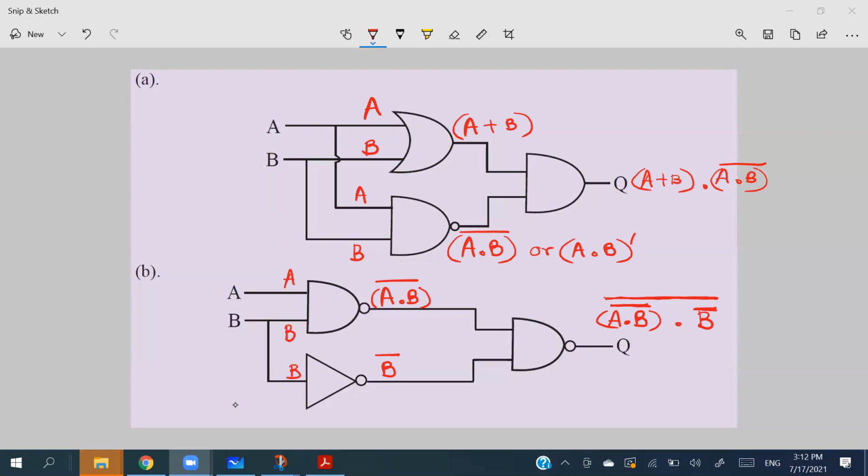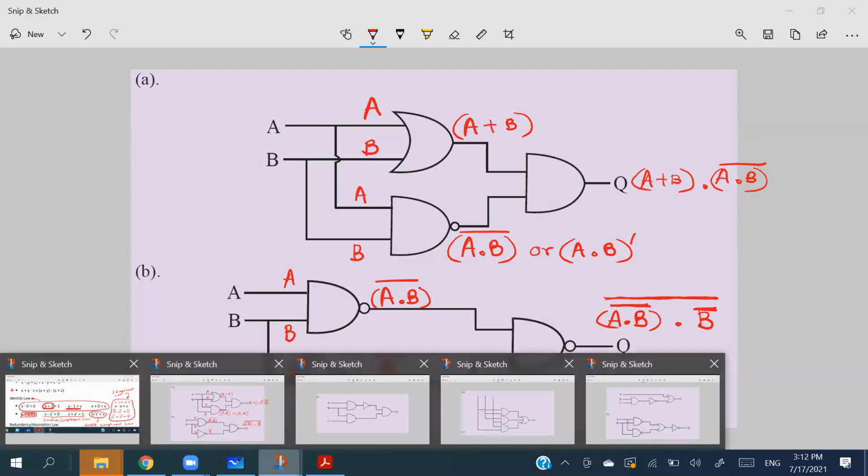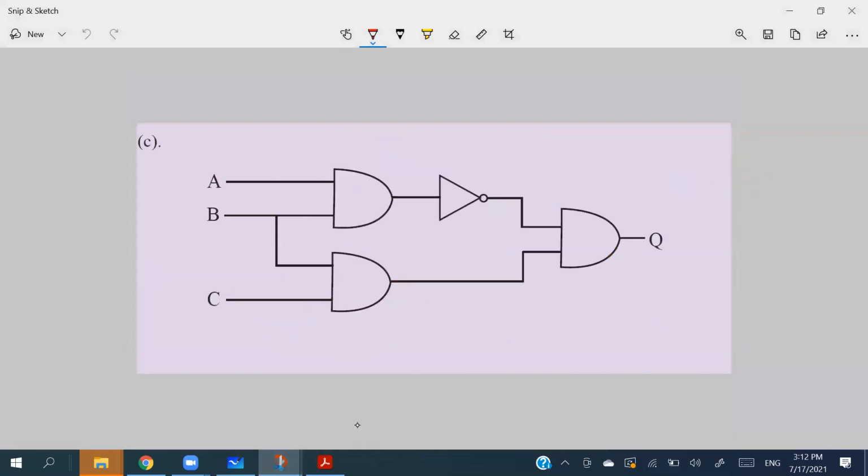All right, let's move to the second one. If you are still in this one, just let me know, people, right? Yeah, so this is the third one. So we receive A over here, B over here. So the output is going to be A dot B. And when it flows through the NOT gate, it's going to be A dot B bar.